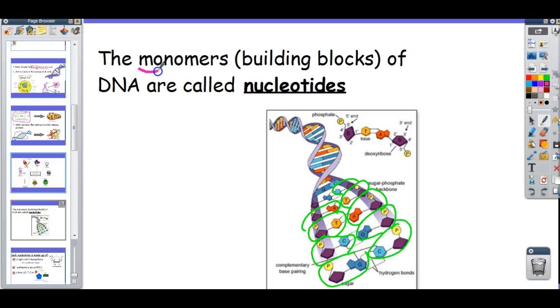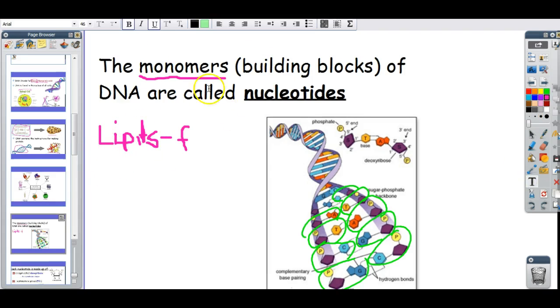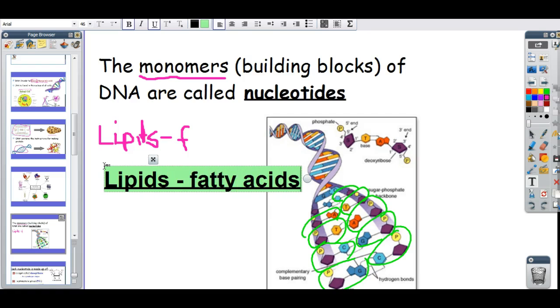Now, remember we talked about a monomer. A monomer is a building block. Remember when we talked about macromolecules? We talked about lipids, we talked about carbs, we talked about proteins, and then the last one was nucleic acids. Okay, so a refresher here. The monomer of lipids, anyone remember? Starts with an F. I might as well just type this. You don't need to write the bottom part here. You just need to write the top. So the monomer of lipids was fatty acids.